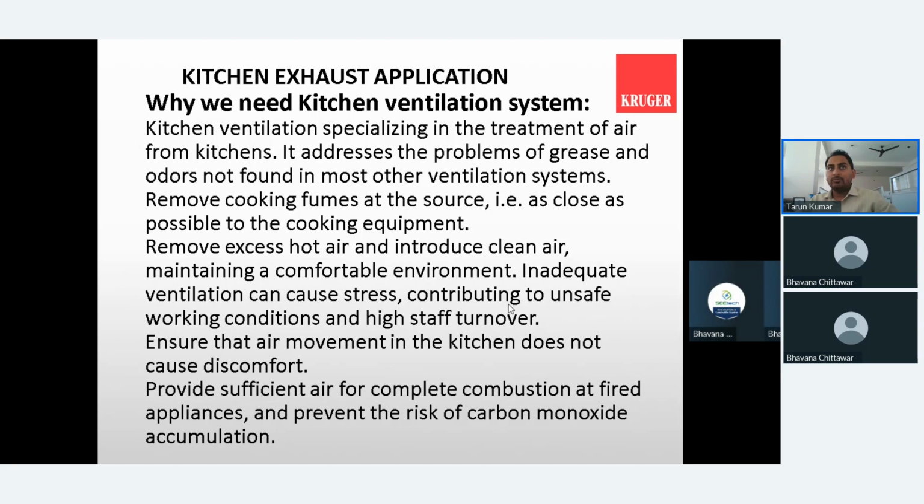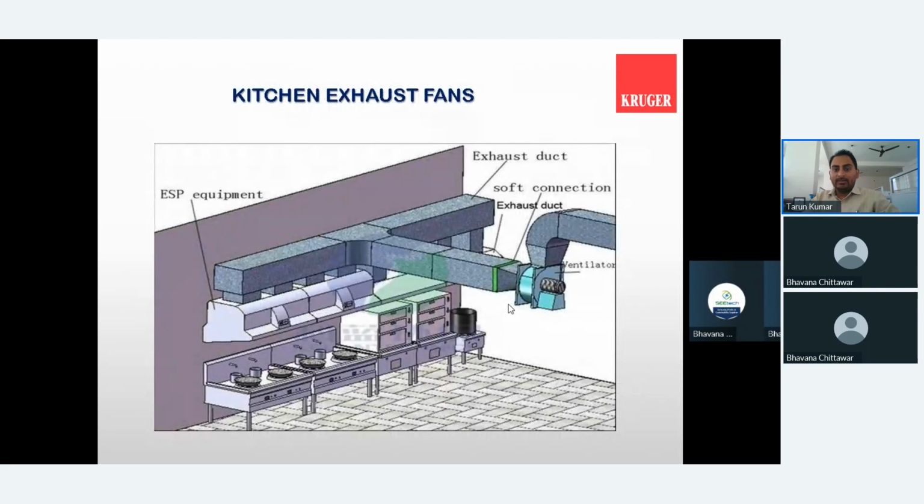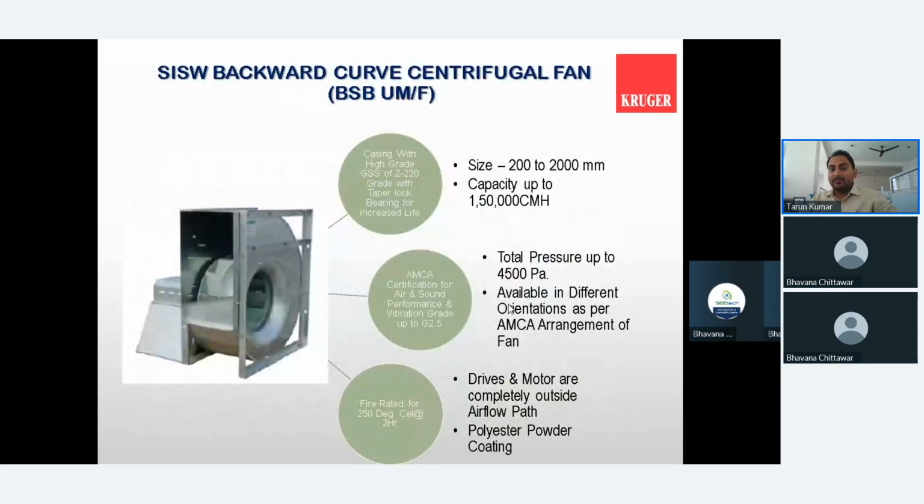So basically we have to select the right fan, and nowadays energy efficiency has become a bigger challenge. Everyone is thinking about energy efficiency. So here we have the kitchen ventilation fan, available with direct driven as well as belt driven arrangement. Here you can see there will always be a scrubber and your duct setup. At different CFM, and according to your space availability, we have different kinds of fan.